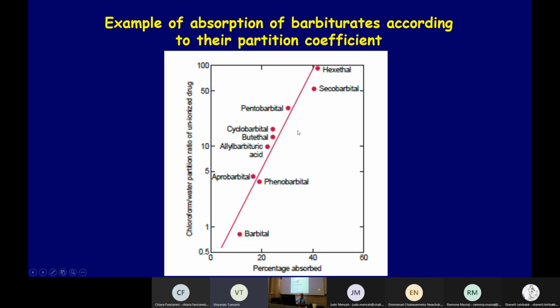Okay, you see here this important picture. You can see that with the high partition coefficient, you have a very high absorbed fraction. So with the highest partition coefficient, you have the highest absorption, because your molecule is able to cross the cell membranes quickly and easily.